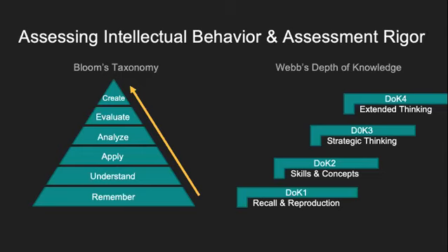Webb, on the other hand, asks us to evaluate the rigor of our assessments, or how we measure a student's mastery of an outcome. So Bloom is asking us to look at the demonstrable part of our outcome, right? How do students demonstrate that they've mastered the outcome? And Webb is asking us to look at the measurement part of that outcome. How do we measure a student's mastery of the outcome?